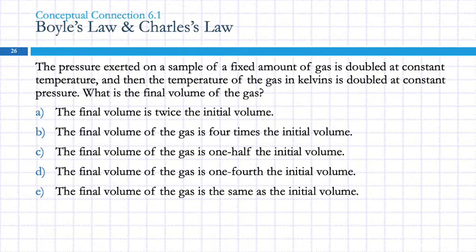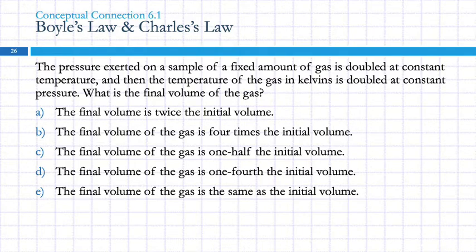123. Okay, this is a conceptual connection problem, meaning we shouldn't have to really do any math. Not that there isn't math involved, but we don't need to calculate. So the pressure exerted on a sample of a fixed amount of gas is doubled at constant temperature, and then the temperature of the gas in kelvins is doubled at constant pressure. What is the final volume of the gas?